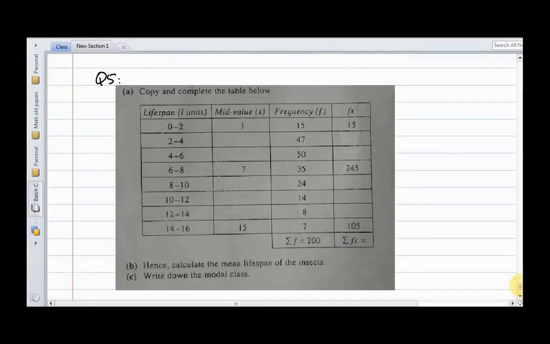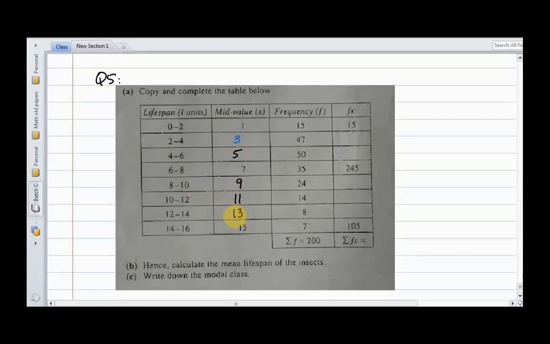At first you need to copy the table in your copies and complete it. So the same concept we discussed earlier. From 0 to 2, the mid value is 1. So first we need to fill out the mid values. 2 till 4, the mid value is 3. I'm going to use the black pen now. 4 till 6, it's 5. 8 till 10 is 9. 10 till 12, 11, and 13, right? These are the middle values.